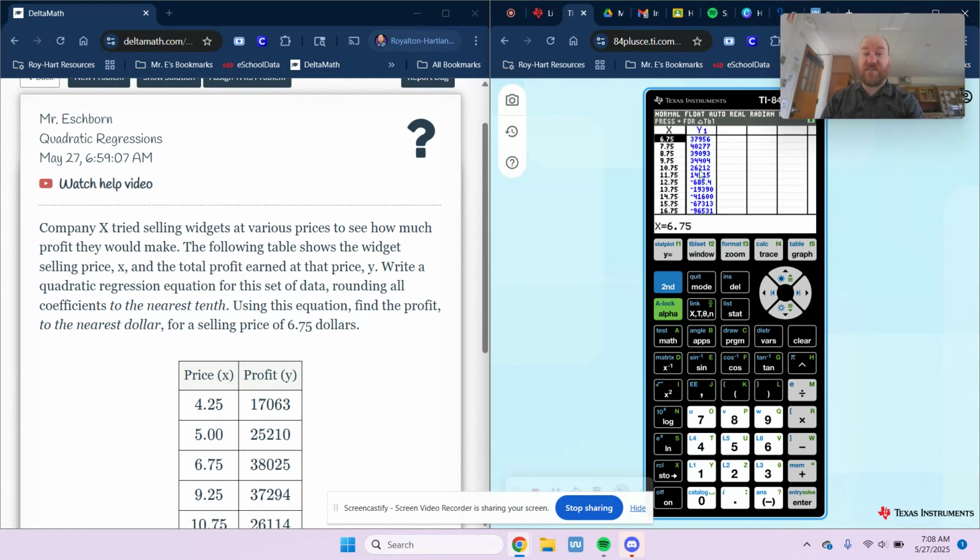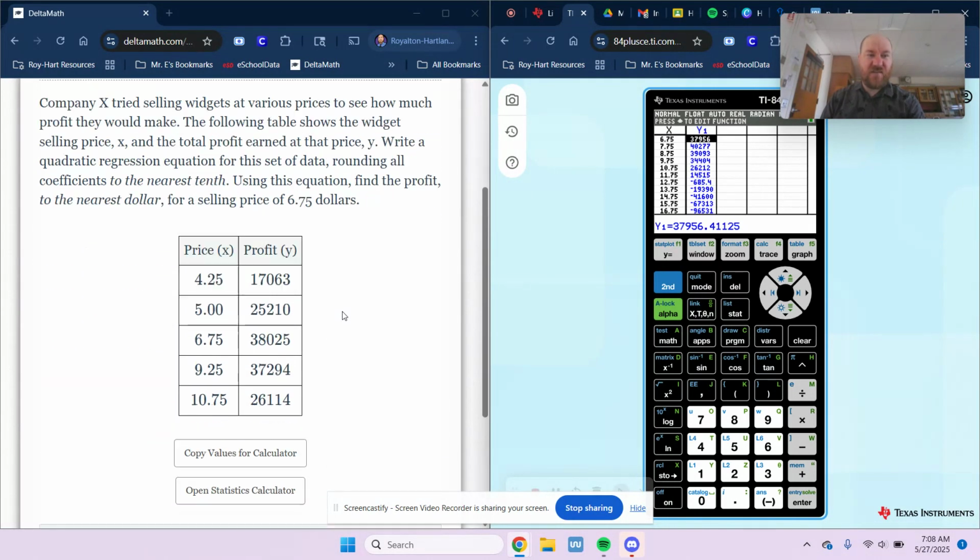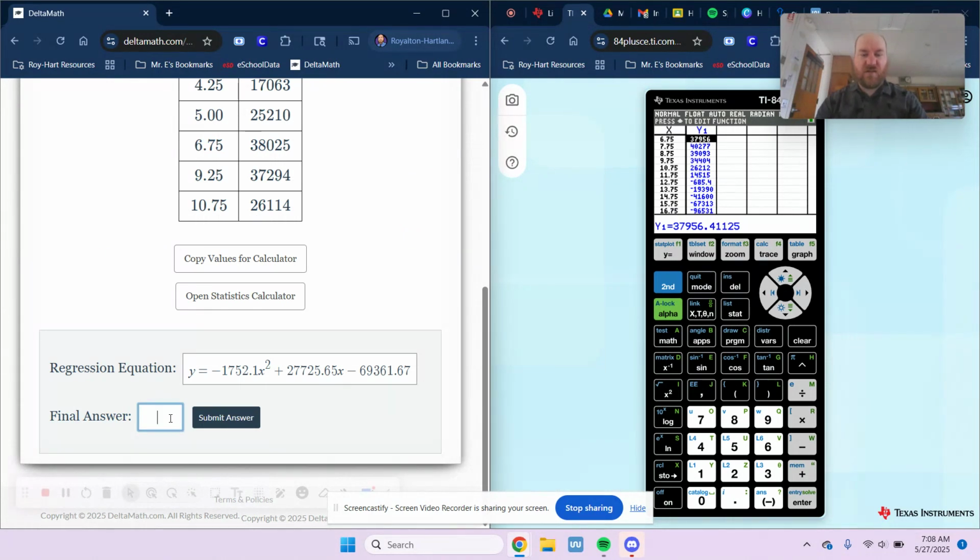So now when you do second table, there it is. And I know there's a number here, but if we hover over it, we'll get the full number. So we can answer the question correctly. Final answer, it says rounded to the nearest dollar would be 37956, which notice is not the same value that the 6.75 was matched up with earlier. They want you to use the equation to answer this part, not the data that we already have collected. So I'm going to submit that and I'm going to get it correct.